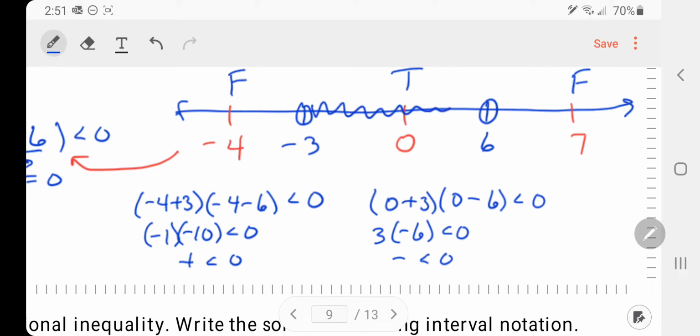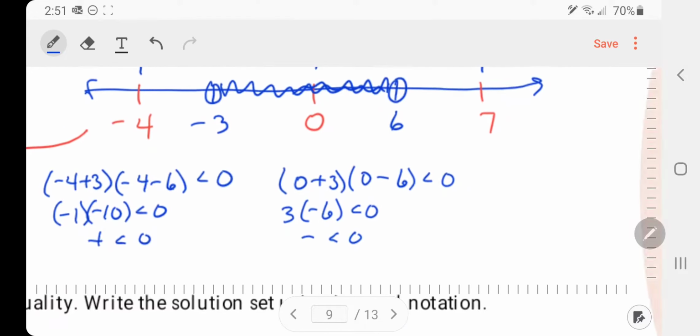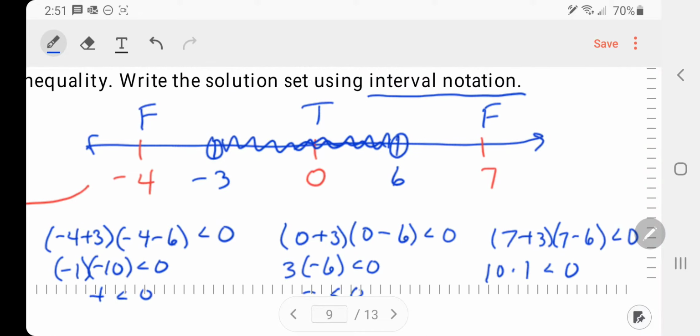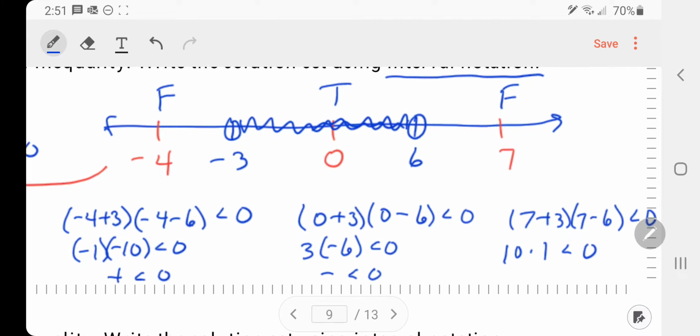And check this out. We're going to shade that section. Do you see we shade between the critical points because that section is true? And then we're going to test 7. 7 plus 3, 7 minus 6, less than 0. 10 times 1 is 10. That is not less than 0. That is false.